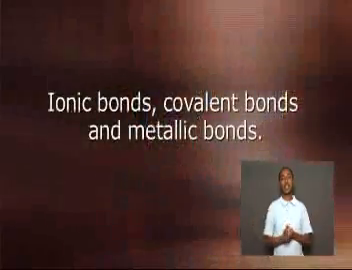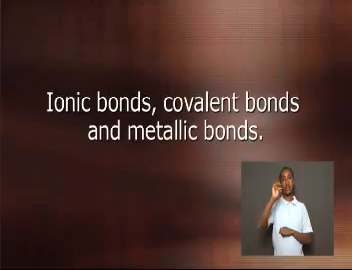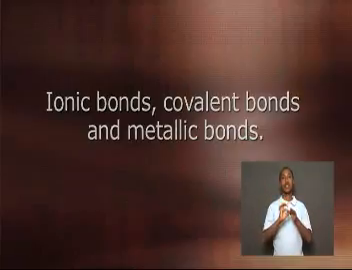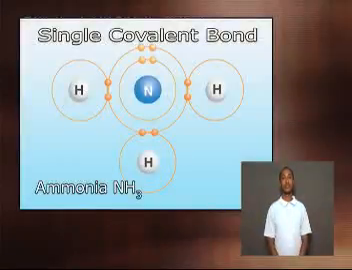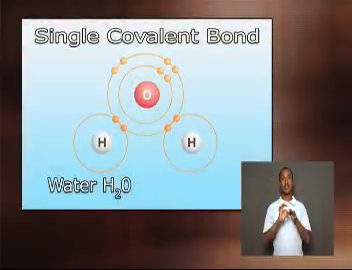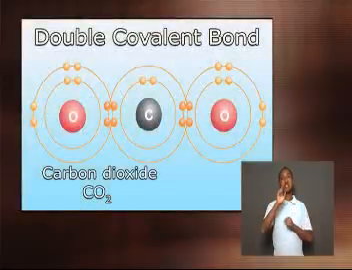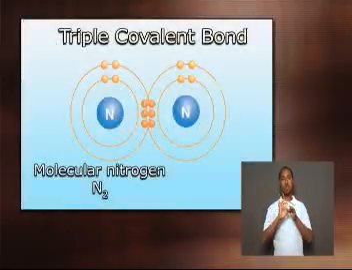Scientists have identified that there are different types of attractive forces that form the bonds between atoms, including ionic, covalent, and metallic bonds. The strength of forces depends upon the type of bond. For example, covalent bonds can be single, double, or triple bonds.